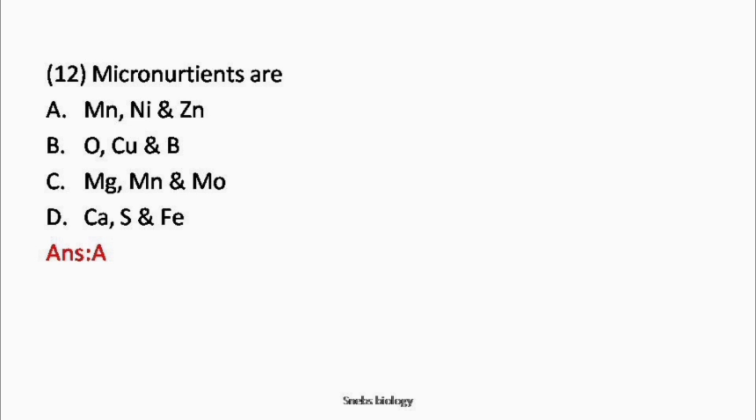So the elements which are required by the plants in a very small amount are called microelements or trace elements. These include iron, manganese, copper, molybdenum, zinc, boron, chlorine and nickel. So the correct answer is option A.